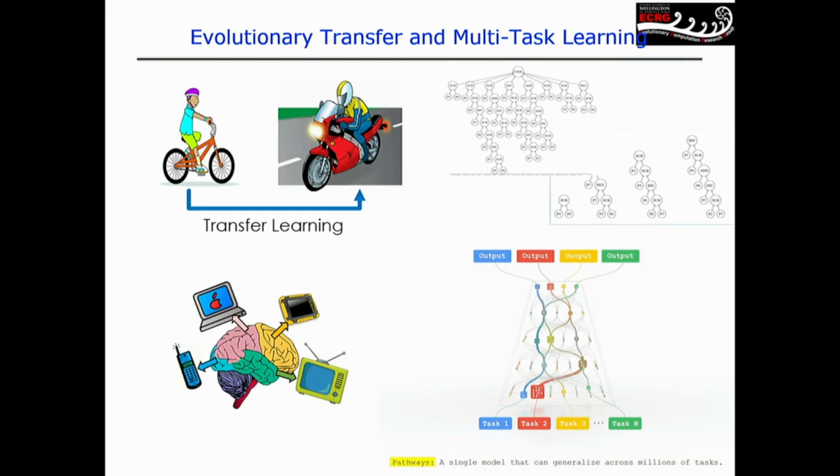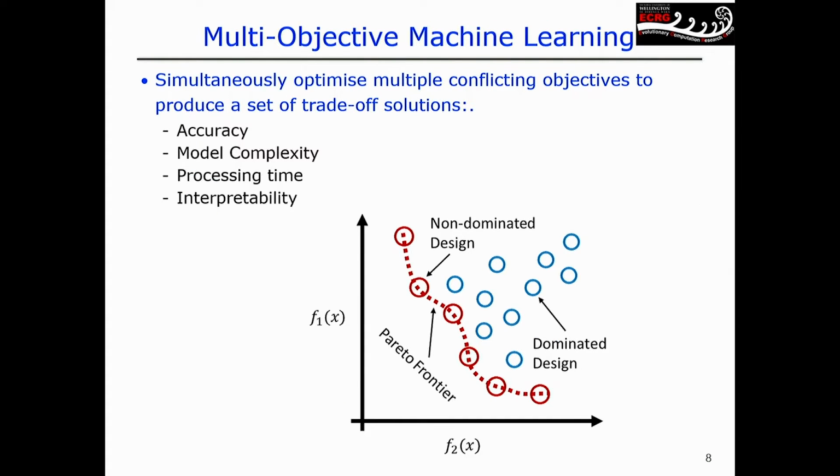Another one is multi-objective machine learning. We often need to make trade-offs between different things, right? Model complexity and model accuracy. What we want to do here is find the optimal trade-off at different points, so you can make a decision based on your own preference or the requirements of the problem domain.